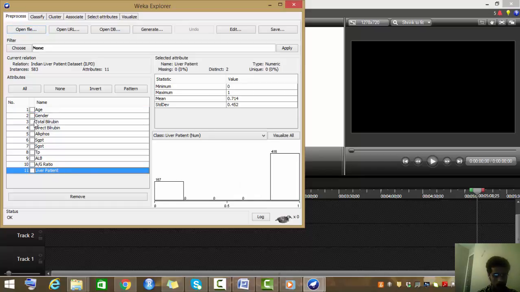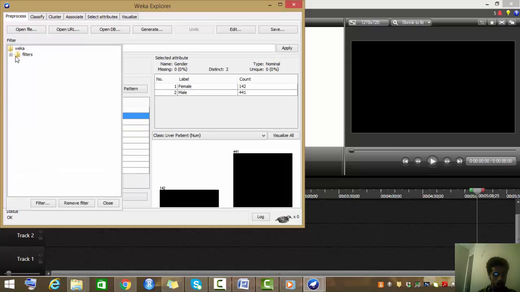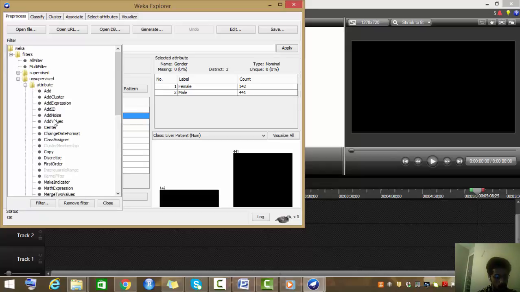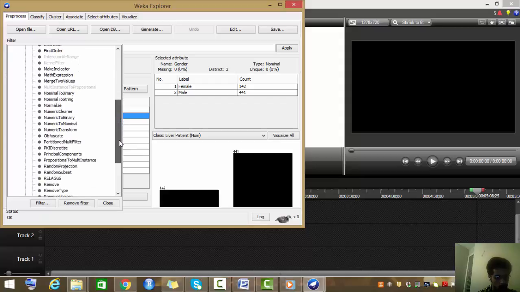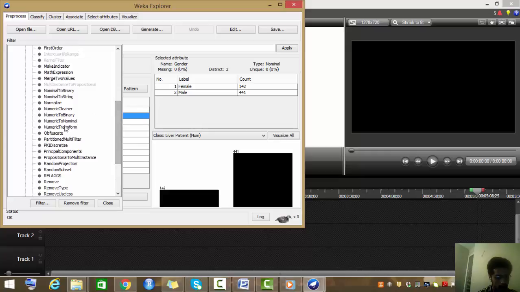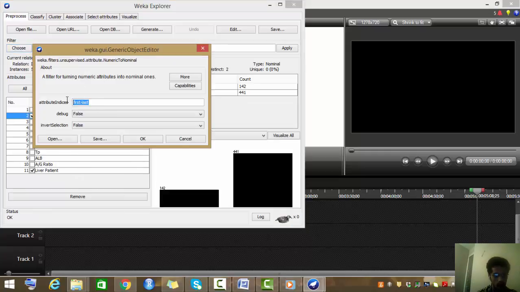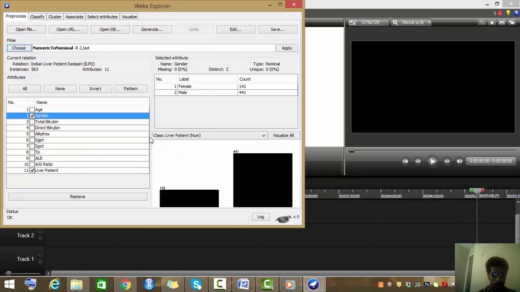In this I want to change these two variables to nominal. So I'm making the changes, from numeric to nominal. I want to change the second and the last, so that I've changed these two attributes into nominal.